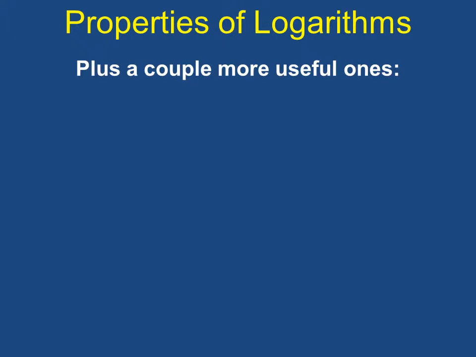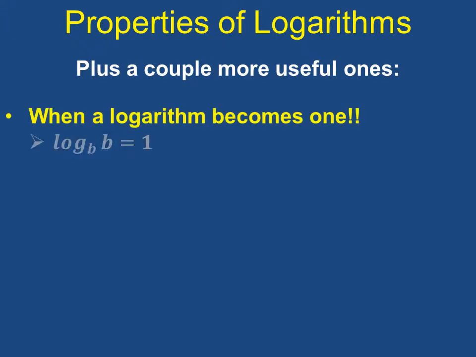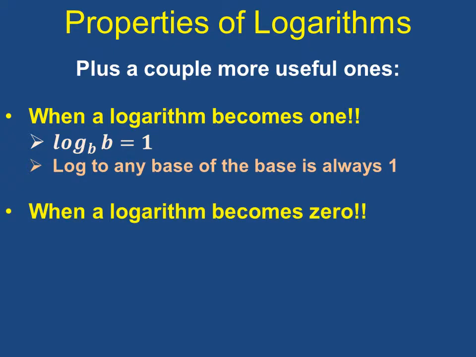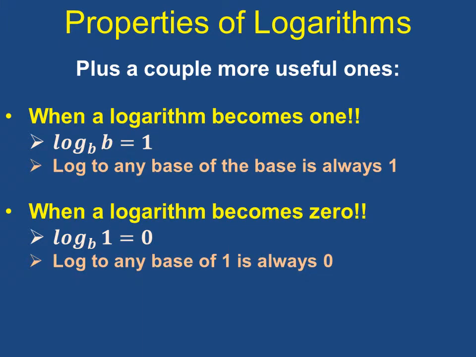There's a couple more properties that you should be familiar with. The log to the base b of b, so any number b, log to the base b of b is always equal to 1. And the log to the base b, any number b, of 1 is always equal to 0.